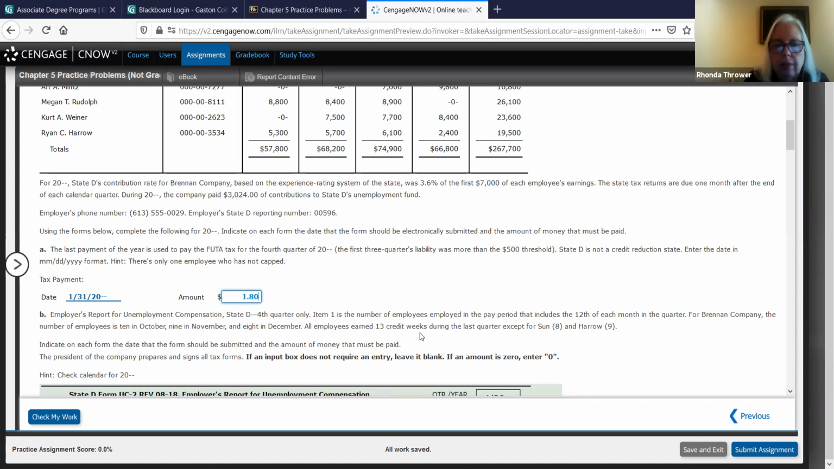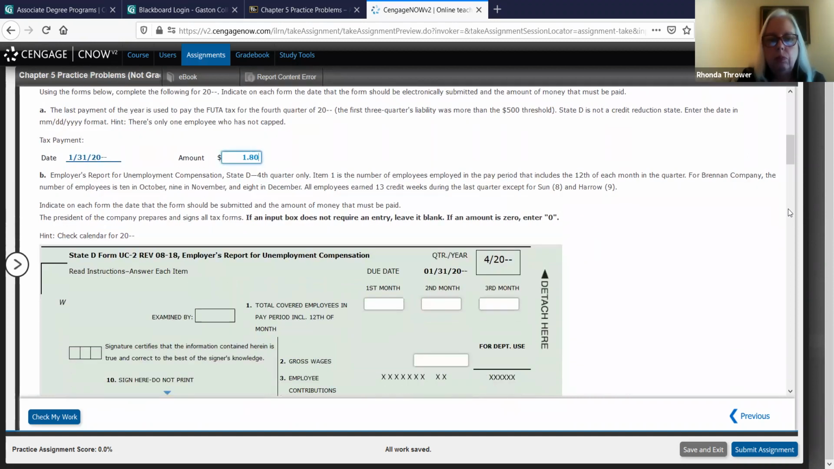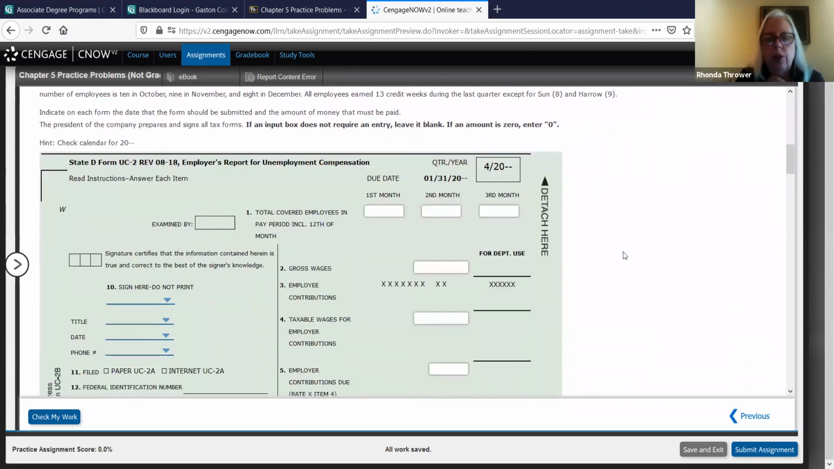All 13 weeks are credit weeks during the quarter, except for Sun, who was 8 weeks, and Harrow, which is 9 weeks. So 2 of the employees only worked 8 weeks and 9 weeks. You need to know that when you're filling out your state unemployment tax return. On the first part of this form here, notice this is for the state, and this is the employer's report for state unemployment compensation.